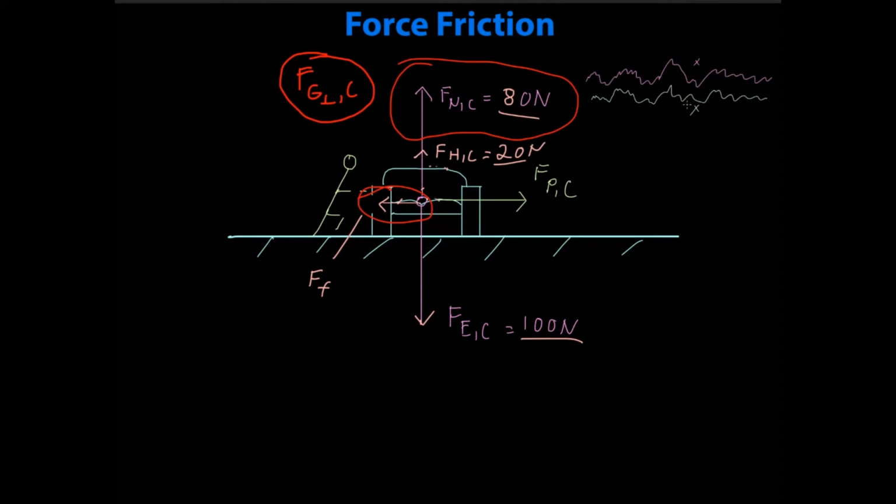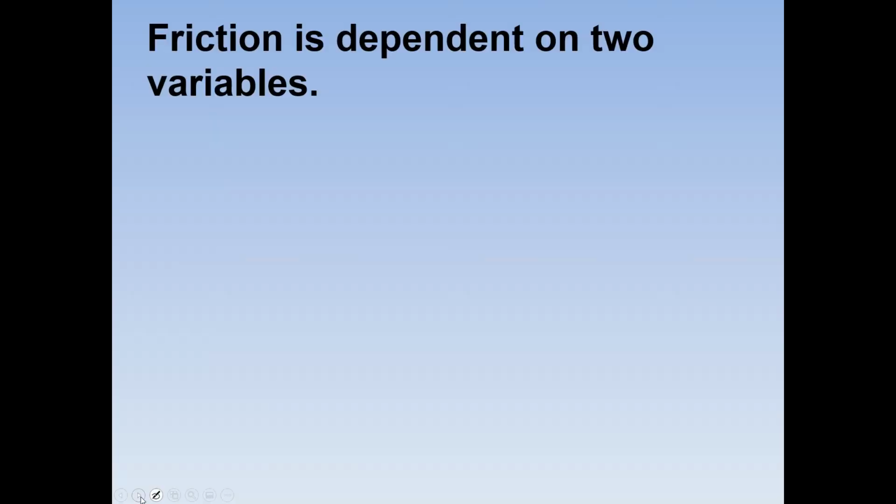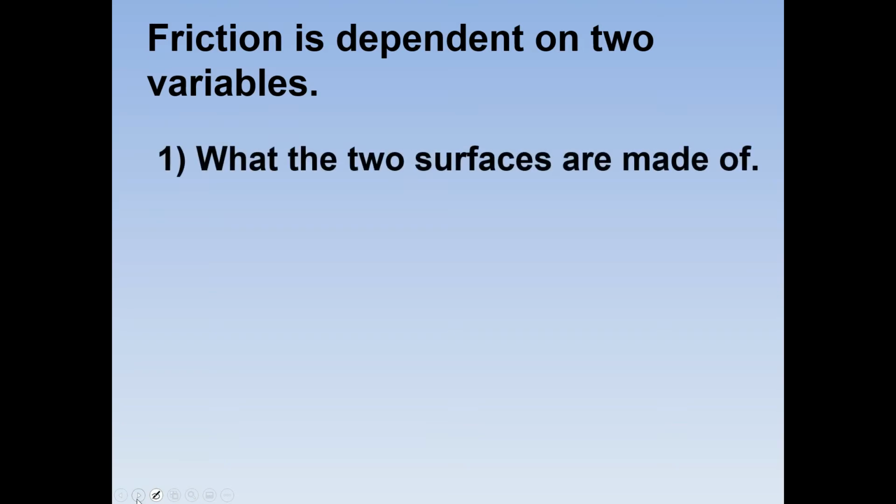If it decreases, they get more separated. And if they get pushed into each other, force friction increases, and the more they separate, the less force friction becomes. So, force friction is dependent on two variables. The first is what the two surfaces are made of.